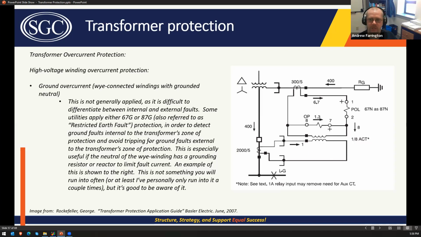So we're not going to go over that in detail. I don't think I've actually set, maybe once, I want to say, a restricted earth fault element, but it is an option. Some utilities put them in everywhere. The ones that I'm familiar with here in the Northeast don't use them.